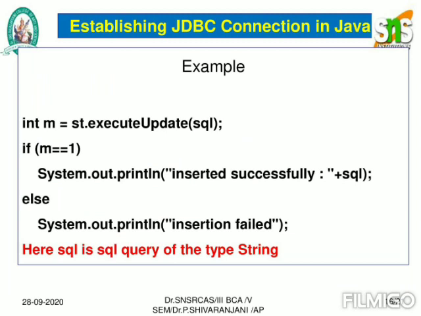Here is the example. How does this query get executed? Here I have defined a variable called m, and by that variable m I am going to execute the particular query, which is an update query. If it is equal to 1, then I am going to display a message that insertion is successful. If it is not equal to 1, then you have to display a message that insertion failed. Here sql is a SQL query of the string type.